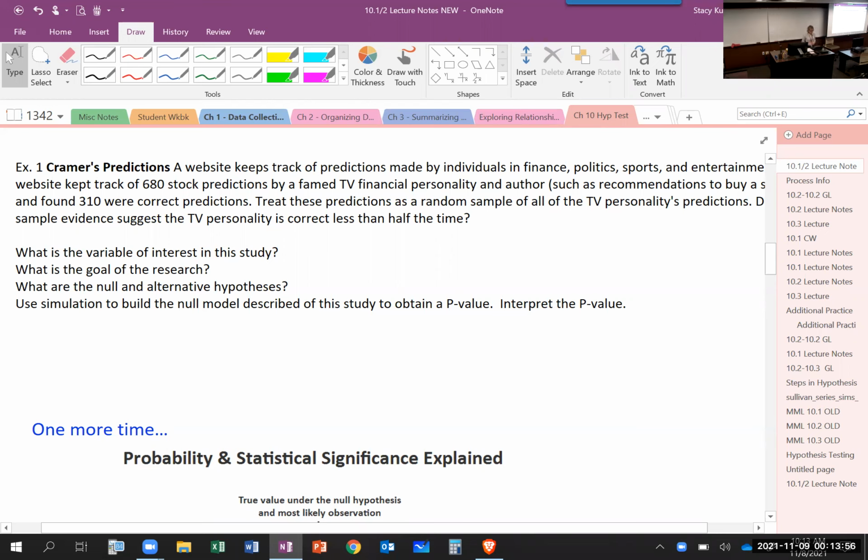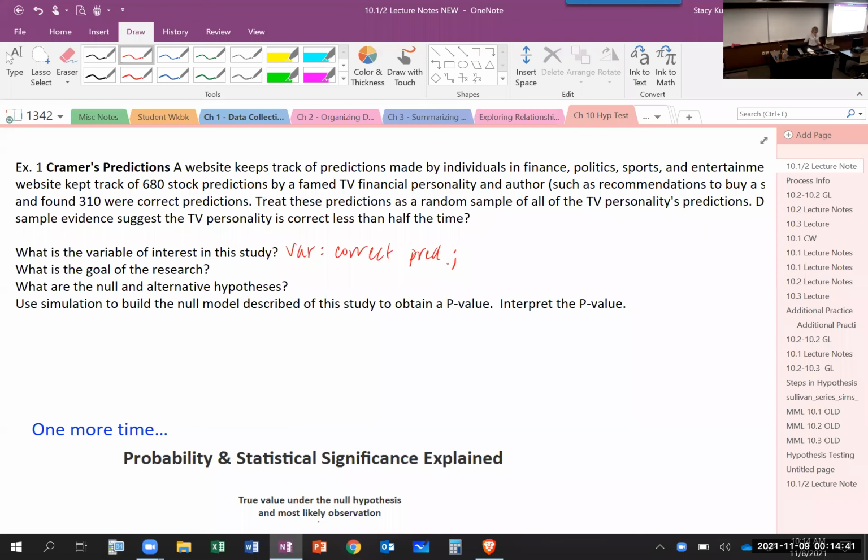Okay, so let's think about this. What is the variable of interest in this study? Correct predictions. Very good. So our variable of interest in this study would be the correct prediction. And how would you answer that question? Was it a correct prediction or not? It's a yes or no question, right? You either got it right, that would be success. Correct prediction would be success. Not correct prediction would be failure. Okay, that would be qualitative.